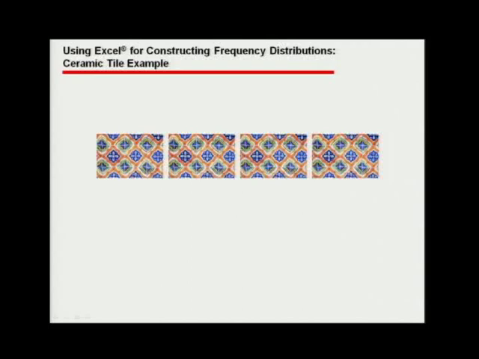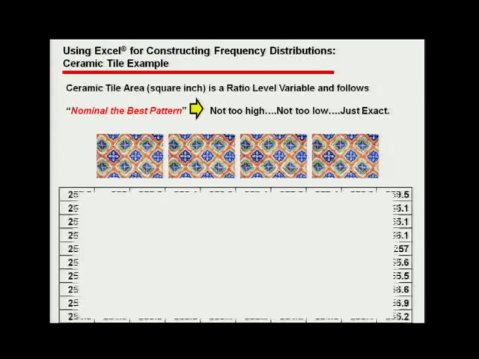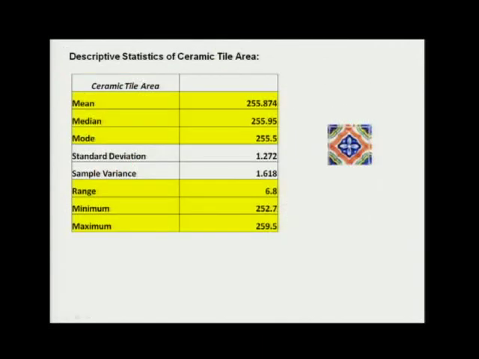If we move on to the ceramic tile example, this is the nominal-the-best category, meaning we need exact values. So here we have some values that we collected from a sample of ceramic tiles, and following the procedures we discussed in this session and the previous session, we can calculate the descriptive statistics, and we can also construct frequency distribution and cumulative frequency curves.